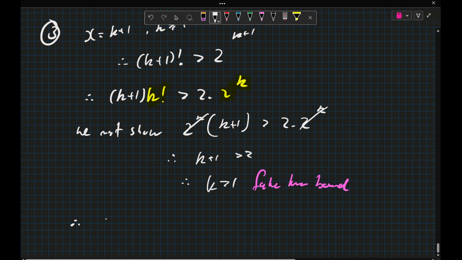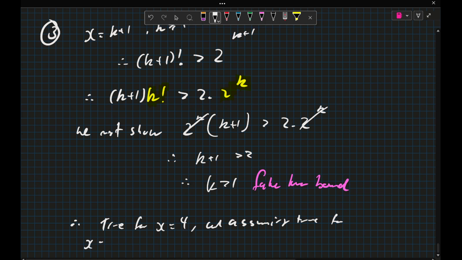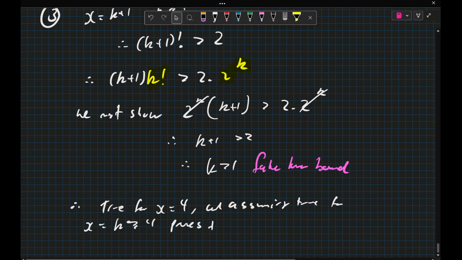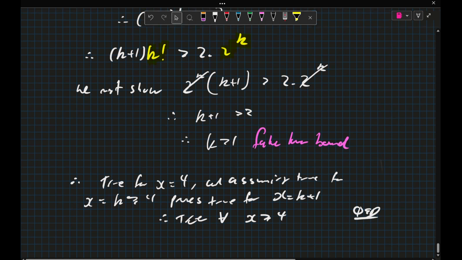So therefore, true for x equals 4, and assuming true for x equals k greater than 4, proves true for x equals k plus 1, therefore true for all x greater than or equal to 4. And that's the proof.